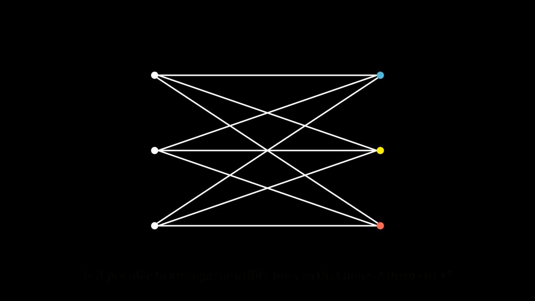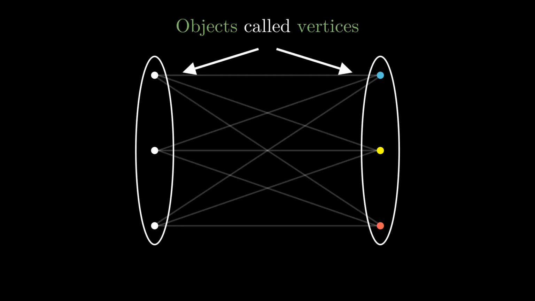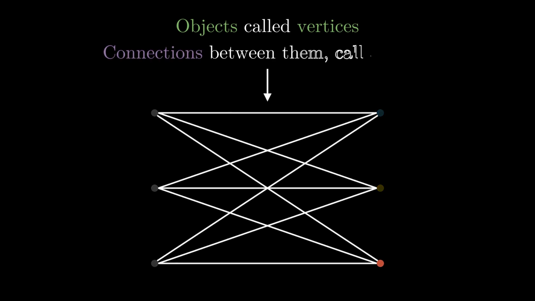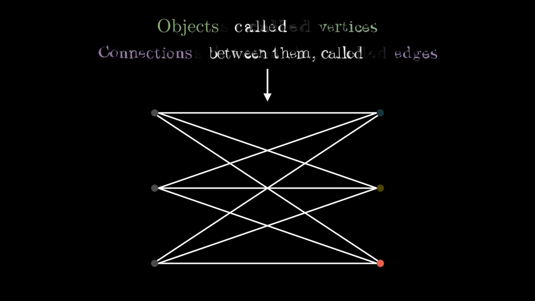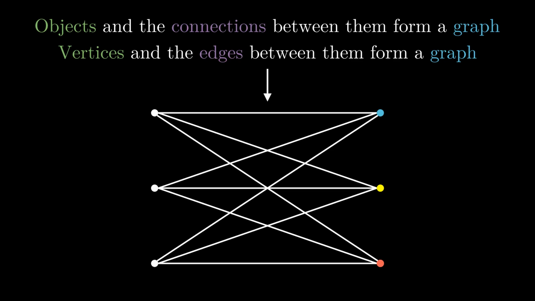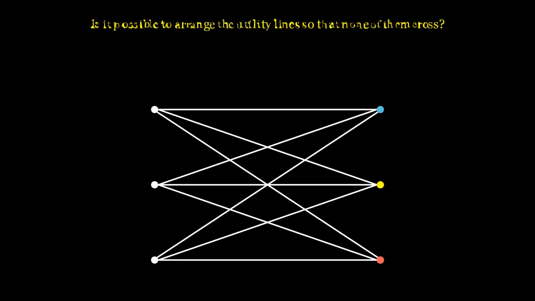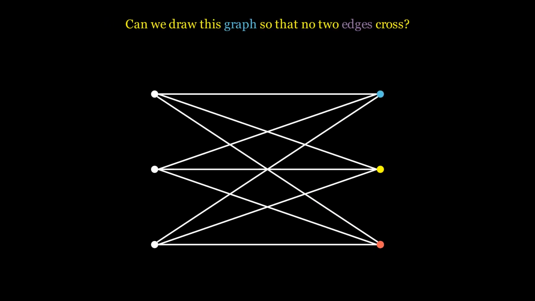In our picture, they may as well be dots. And that simplification leads me to the definition of a graph. A graph is made up of two things, a set of objects called vertices, and the connections between them called edges. They're very simple. Some objects and the connections between them, or in our language, a set of vertices and the edges between them. Now let's get back to our question, which we can now translate to ask if we can draw this graph so that no two edges cross.